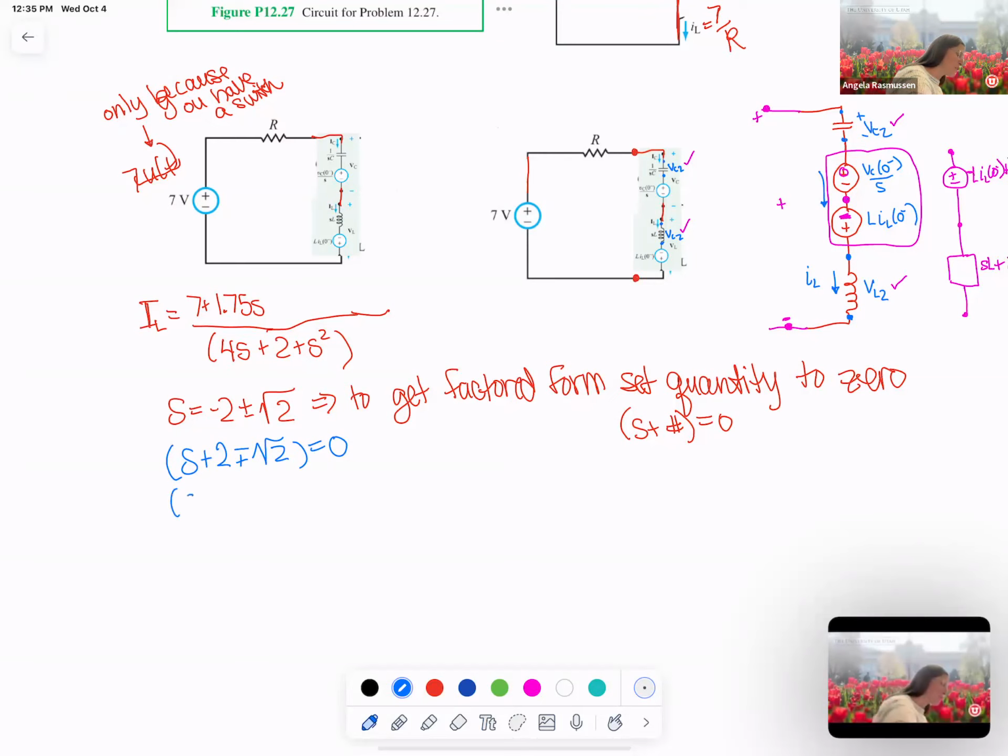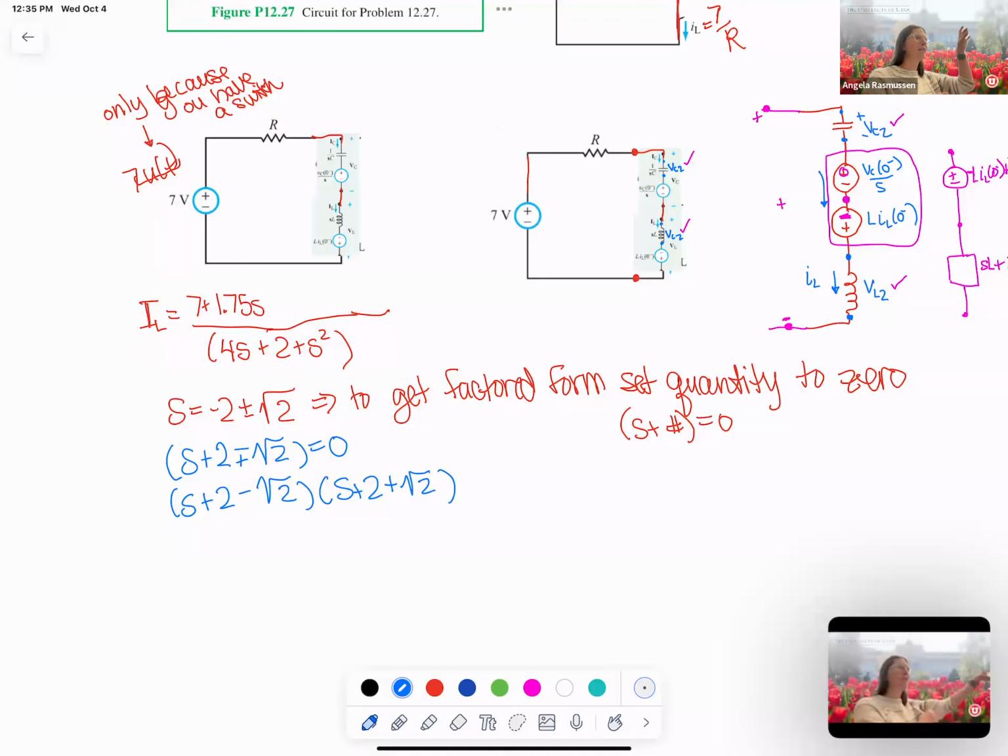And so this is where you get the S plus two minus square root of two, and then an S plus two plus square root of two. Does that make sense to get those factored forms now? Yeah. Okay. So she was just asking, how do you get this factored form once you solve the quadratic for that S value? Yes. Sorry, could you go over how you got to that equation? That's not what I got. So, okay. Yeah, we can go over that.